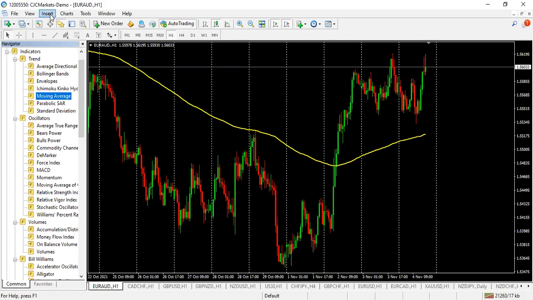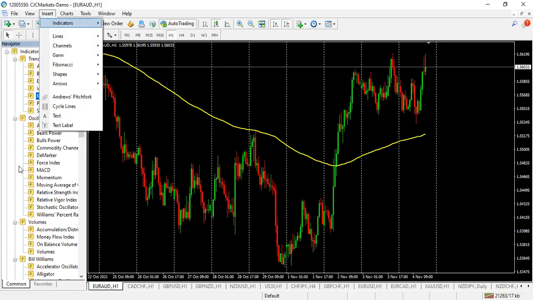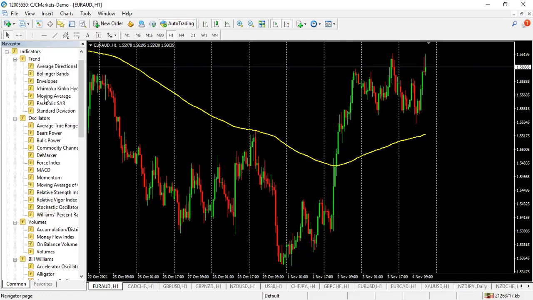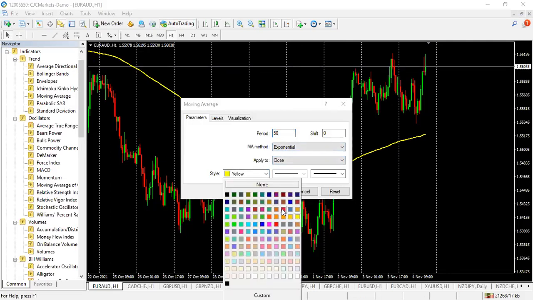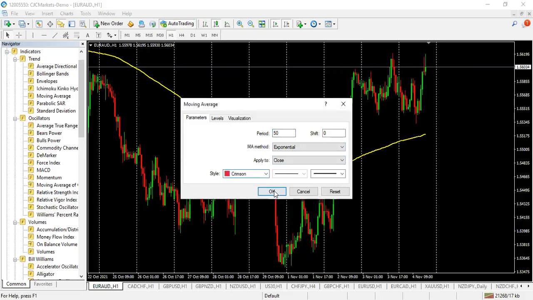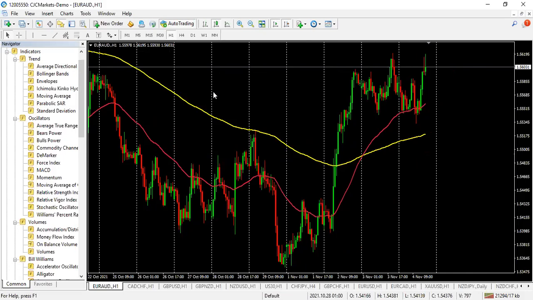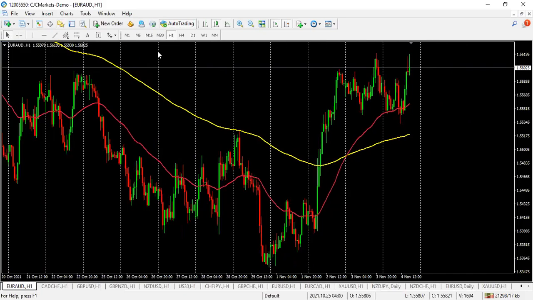Now the second one I'm going to pick is another moving average, but this time it will be moving average 50. So I'll change the period to 50. Exponential remains the same, apply to close remains the same, but this time I'm going to change the color to maybe red. Then I'm going to click OK, good. So this is the strategy. I advise that you use it on a minimum of 1 hour time frame.